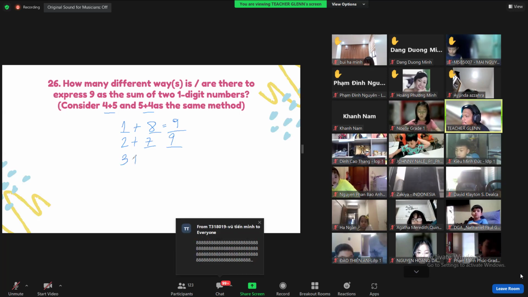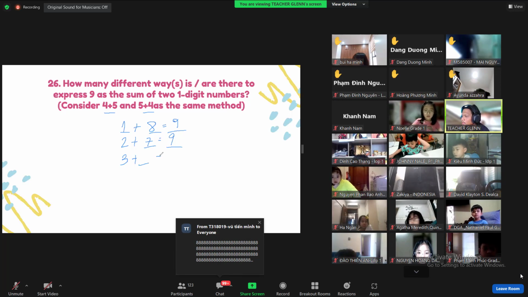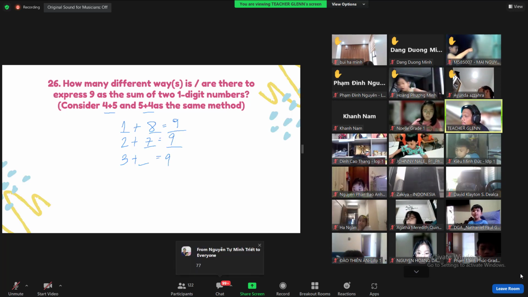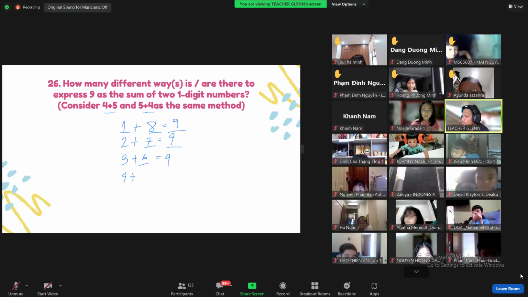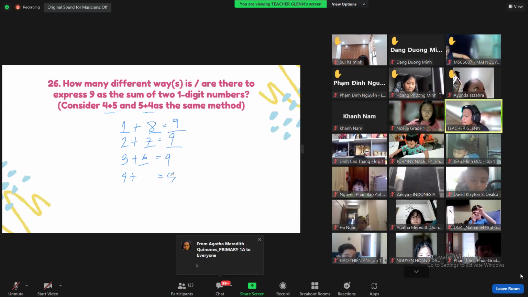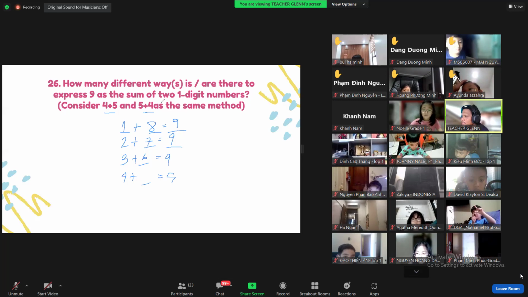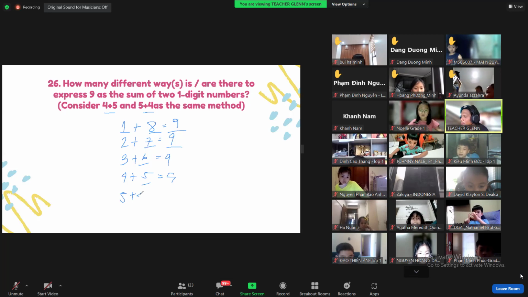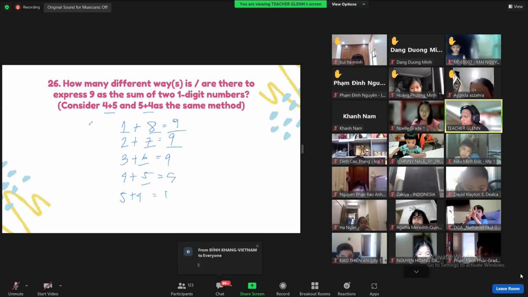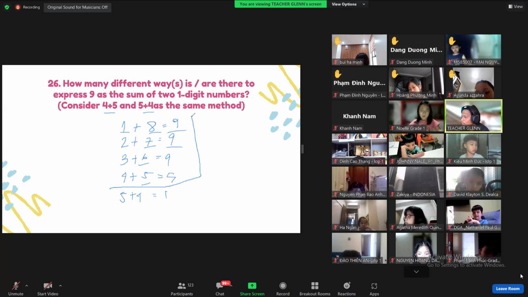Next, we're going to try 3. What do we add to 3 to get 9? The answer is 6. And lastly, what do we add to 4 to get 9? The answer is 5. Okay, correct. After that, next to 4 is 5. Since we know that we need to add 5 to get 9, and it is shown in the instruction that this is counted as 1, we're going to stop at 4.